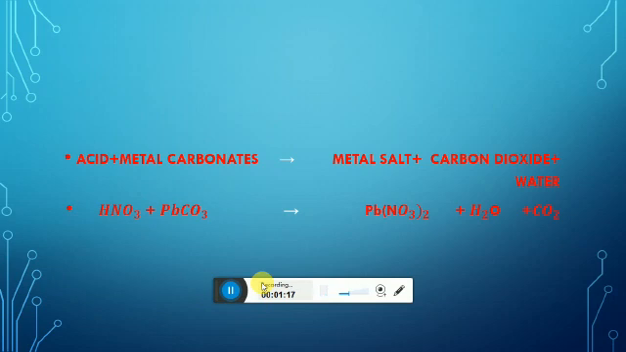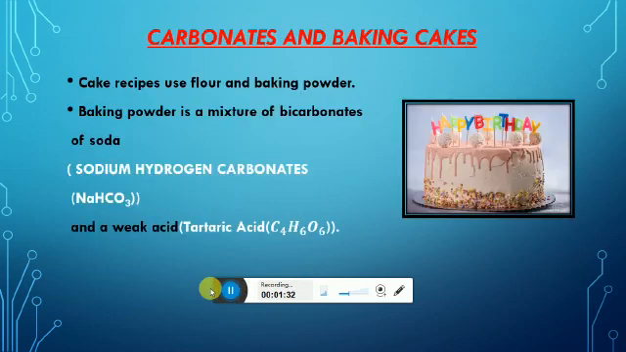The concern here is related to carbon dioxide, acid and metal carbonates for baking a cake. Whenever we bake a cake, in cake recipes we use flour and baking powder. Baking powder is a mixture of bicarbonate of soda, which is sodium hydrogen carbonate, NaHCO3. N stands for sodium, H for hydrogen, C for carbon, and O for oxygen. It is mixed with a weak acid, tartaric acid, which is C4H6O6.